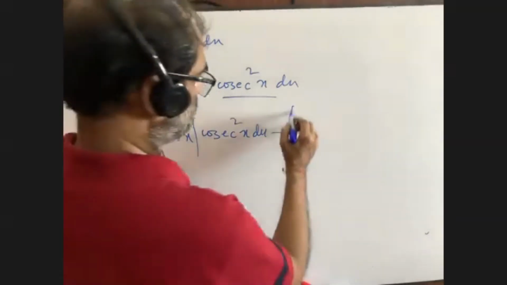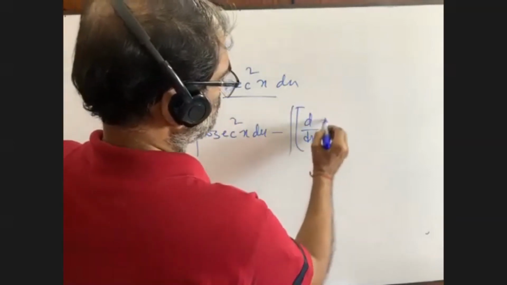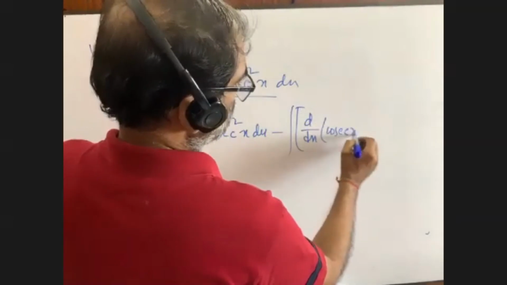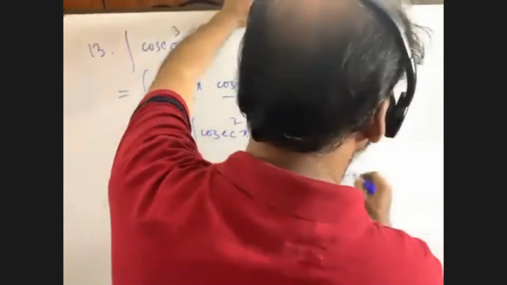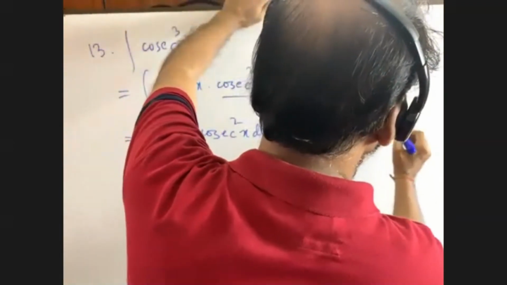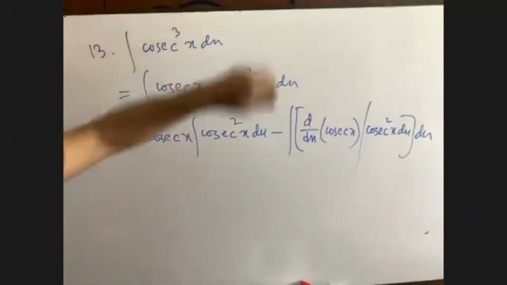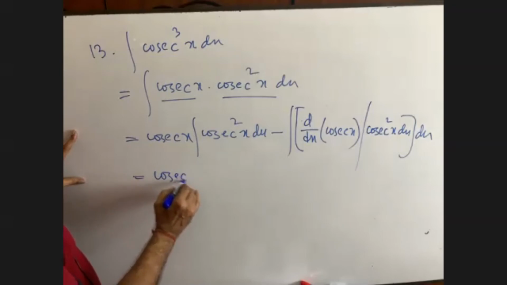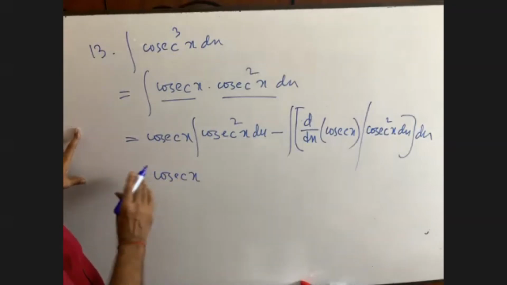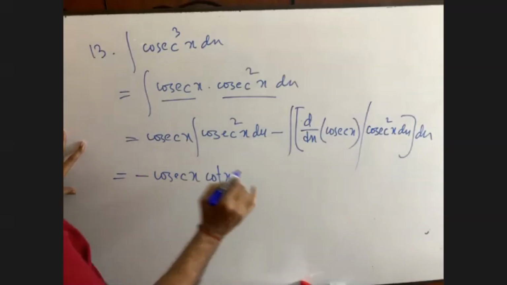Minus the integration of [d by dx of cosec x, then the integration of cosec square x dx], then again it is dx. Now it is cosec x. Now what is the integration of cosec square? Minus cot x, right? So write down minus cot x.